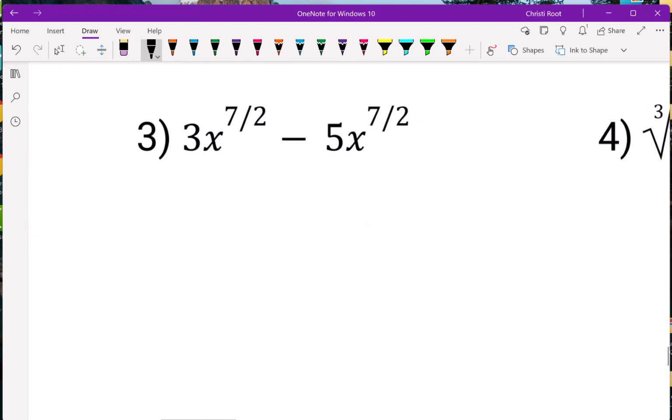And the last one, oh yeah, I know it looks really weird, but remember, if it's got a little denominator 2, that just means the square root, okay? That's all it is. It just looks different. But are these the same? Absolutely, they are the same. So I'm allowed to subtract 3 and 5. So 3 minus 5 gives me negative 2. So your answers can be negative, and it'll be x to the power of 7 over 2.